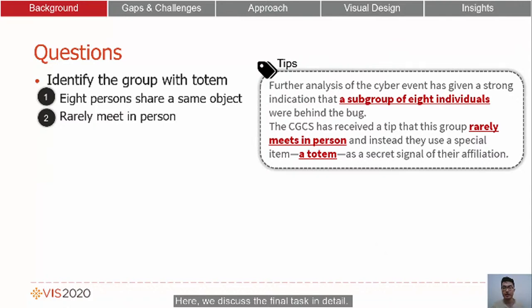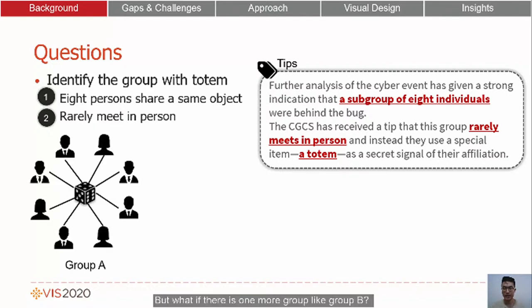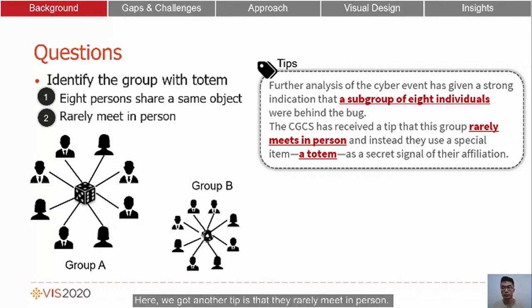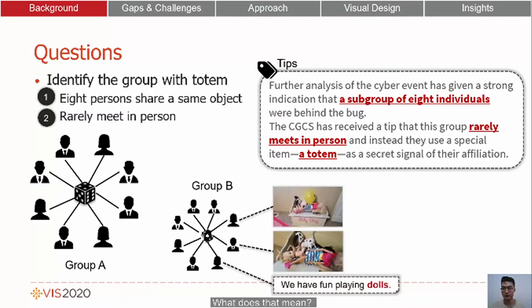Here, we discuss the final task in detail. One tip we got is that there is a subgroup of 8 individuals who share the same object. If the object detector has decent accuracy, we can easily find the group. But what if there is one more group, like group B? Here, we got another tip: they rarely met in person. What does that mean? Take the example of group B.